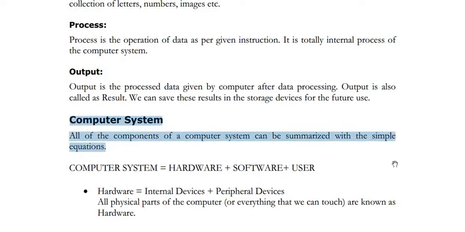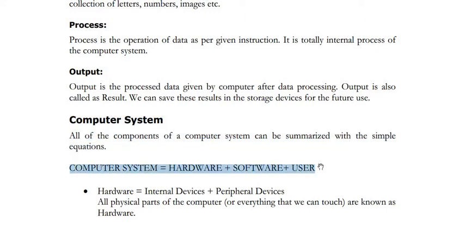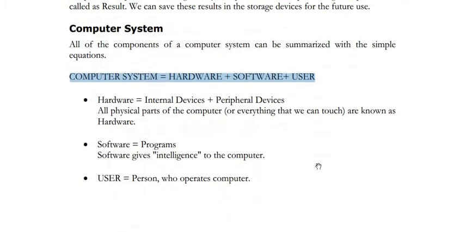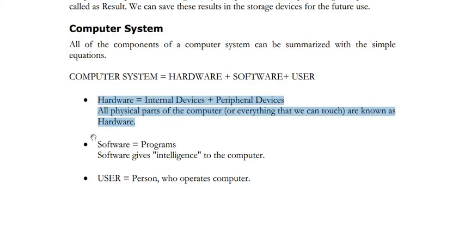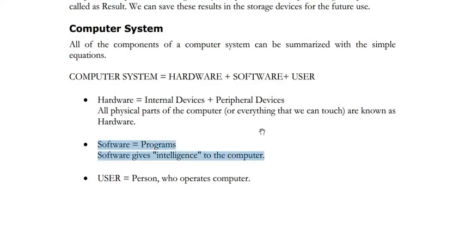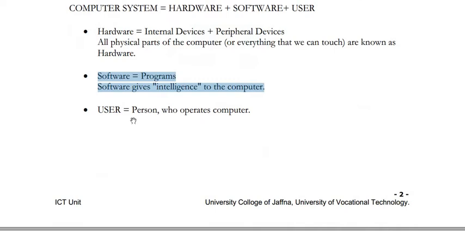Computer system. All of the components of a computer system can be summarized with simple equations. Computer system equals hardware plus software plus user. Hardware equals internal devices plus peripheral devices. All physical parts of the computer, or everything that we can touch, are known as hardware. Software equals program. Software gives intelligence to the computer. User equals the person who operates the computer.